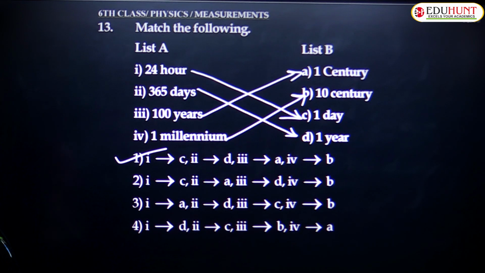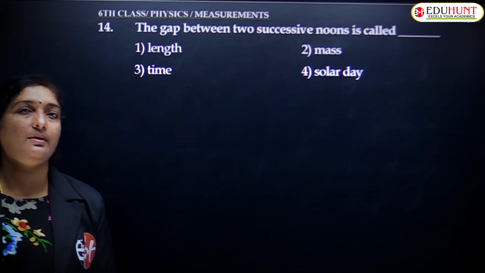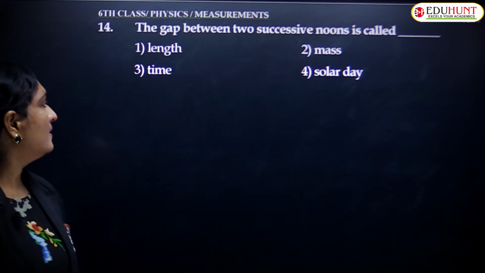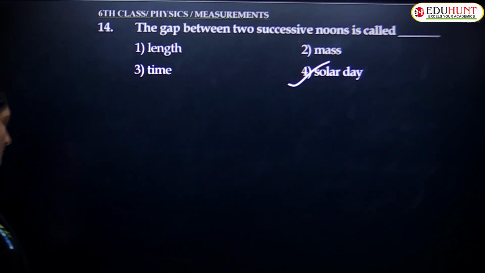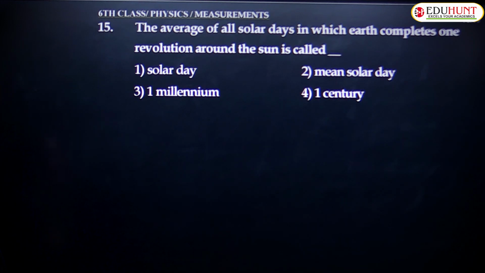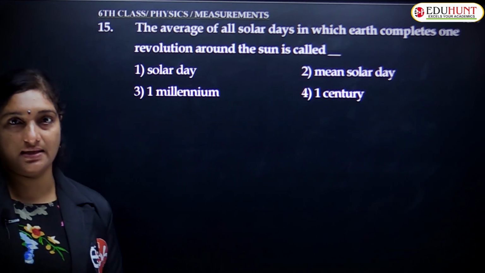So 13th, first option. Next, the gap between two successive noons. I already told you in the beginning, noon to noon is counted as a solar day. So the answer is solar day. The gap between two successive noons is called a solar day. Moving ahead, the average of all solar days in which Earth completes one revolution around the sun is called.